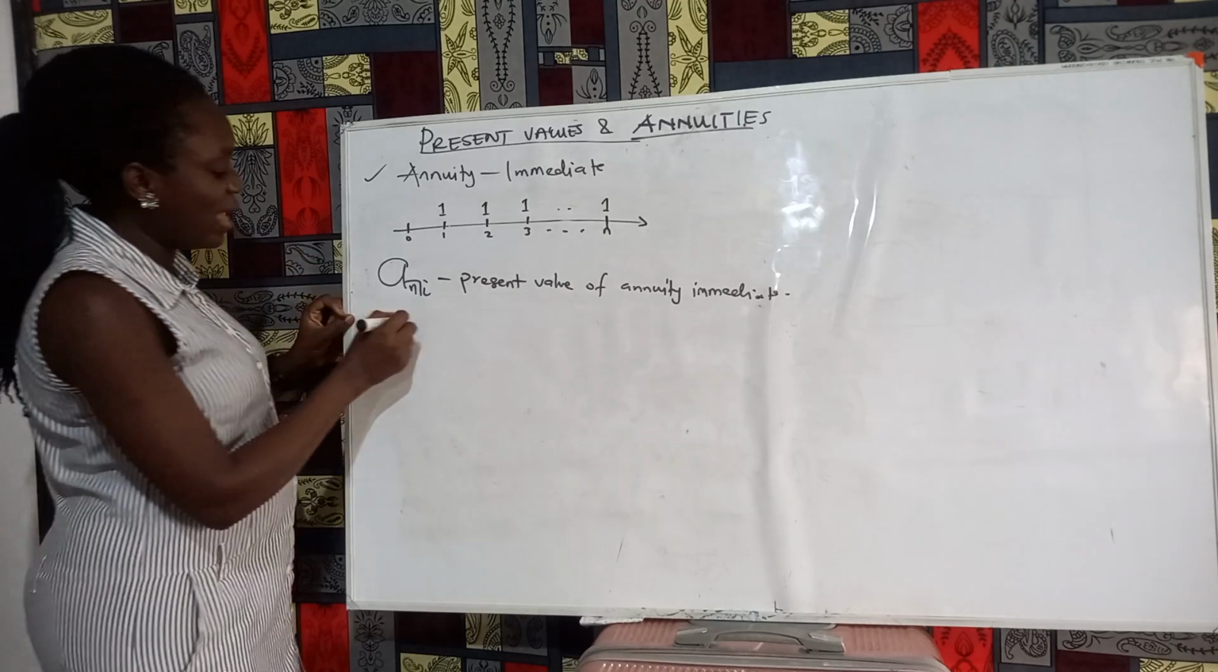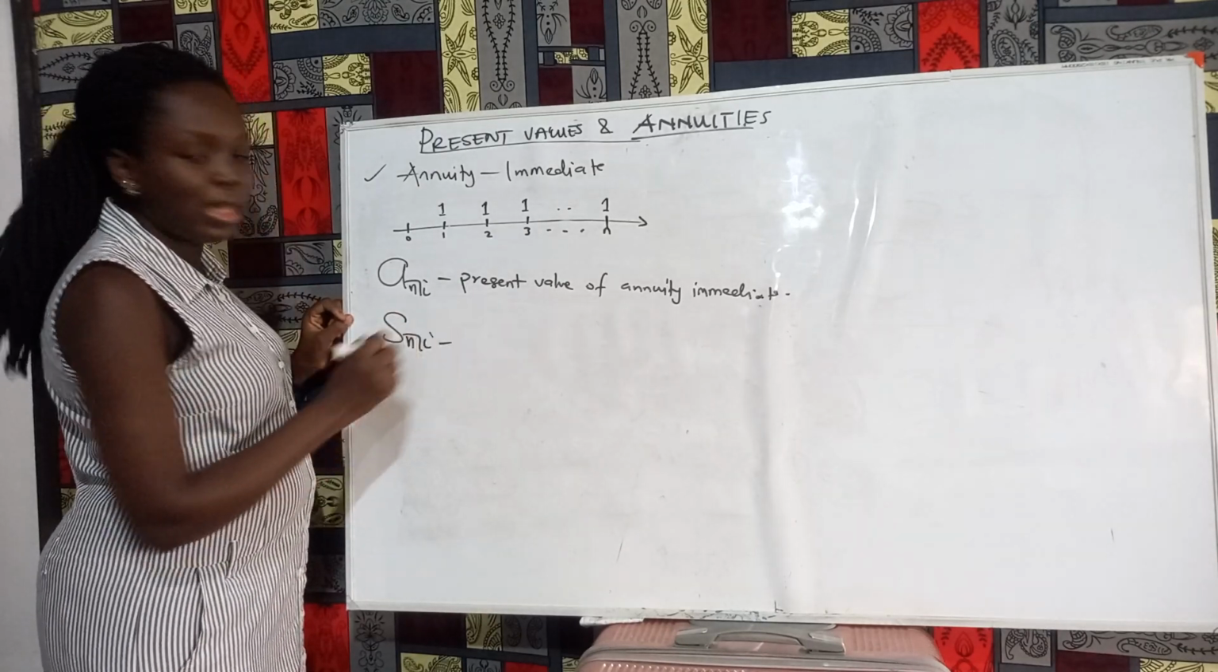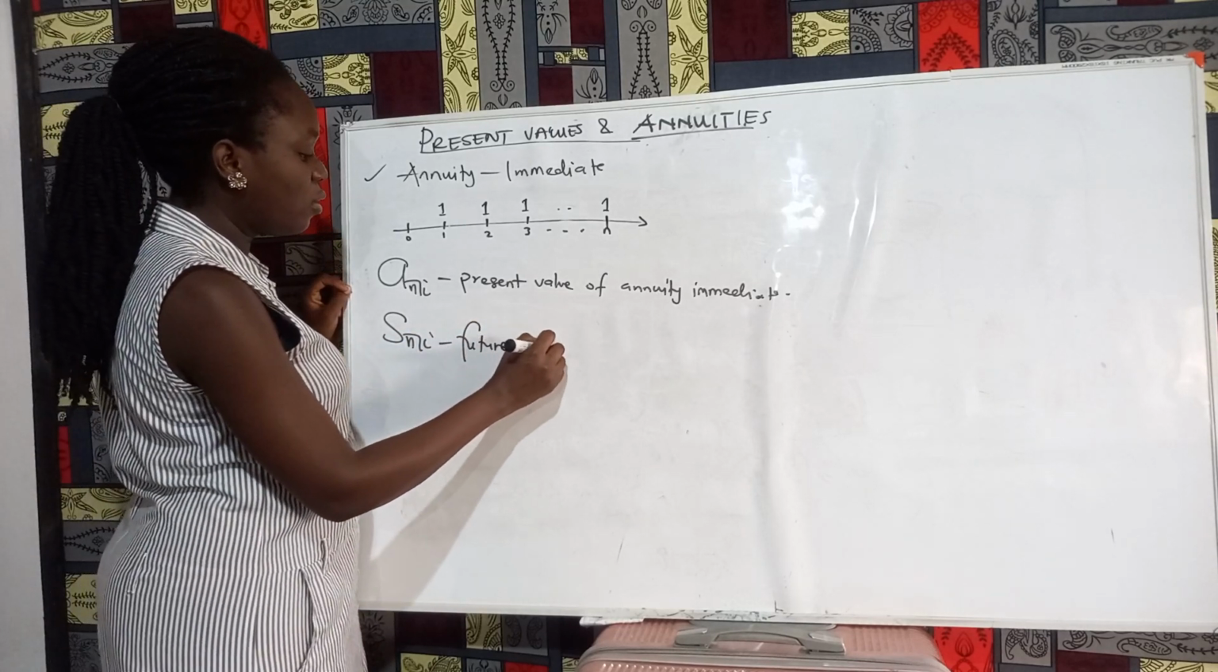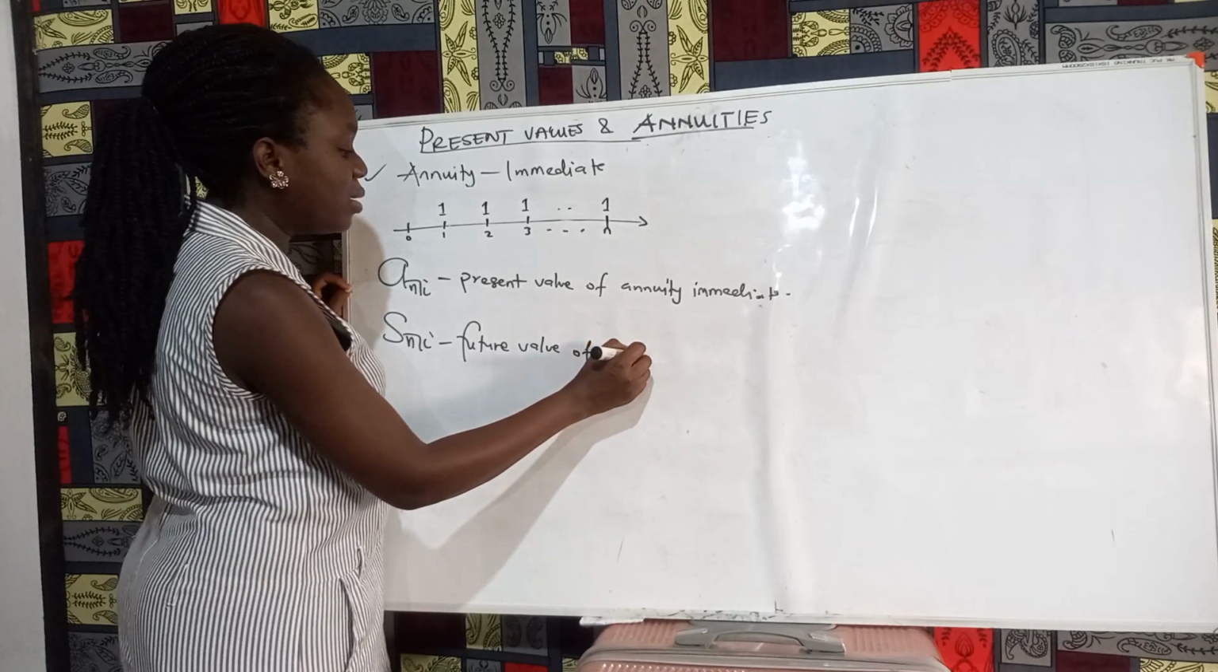We use the symbol s angle n at i to represent the future value of annuity immediate.